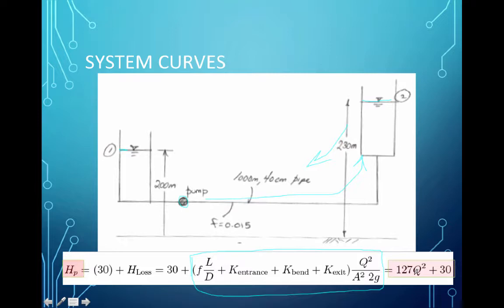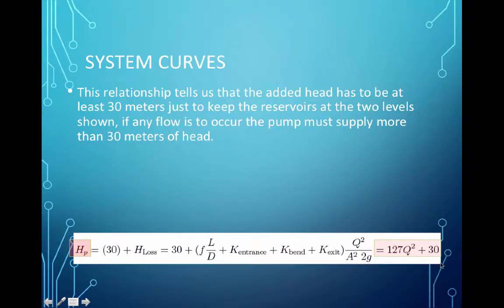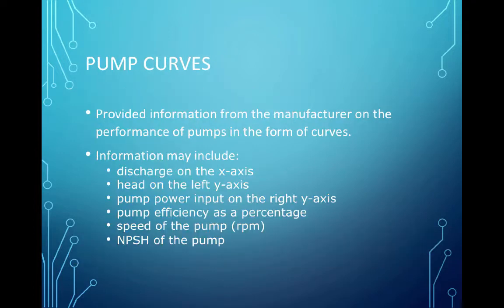Q anything bigger than 0, let's say 1, assuming this is cubic meters per second, 1 cubic meter per second, we need 127 meters of head plus 30 from the pump, so 157 meters in order to satisfy the needs of this system. So that relationship is just telling us that the added head has to be at least 30 meters just to keep the reservoirs at the two levels shown. If any flow is to occur, it has to supply more than 30 meters.